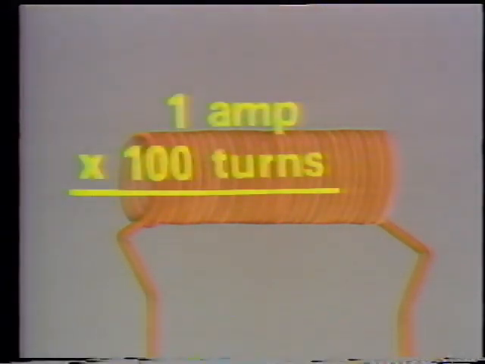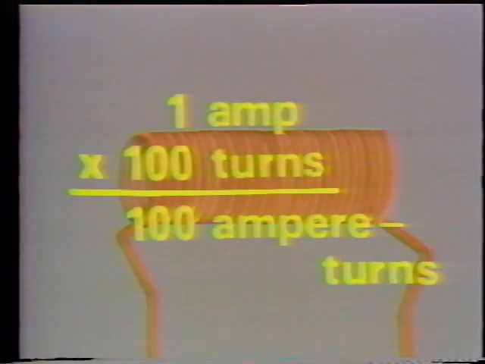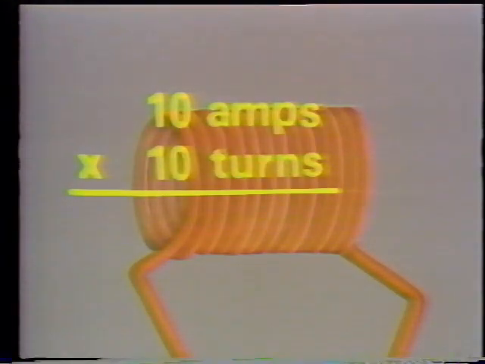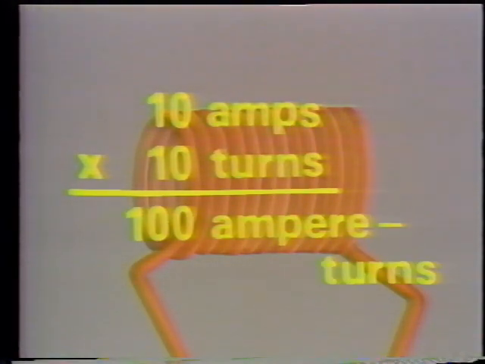It works like this. In this electromagnet, the current is 1 amp and the coil has 100 turns. If we multiply 1 amp by 100 turns, we get 100 ampere turns. In this electromagnet, the current is 10 amps and the coil has 10 turns. When we multiply 10 amps by 10 turns, we again get 100 ampere turns. In both cases, the number of ampere turns is the same and the strength of the field is the same.